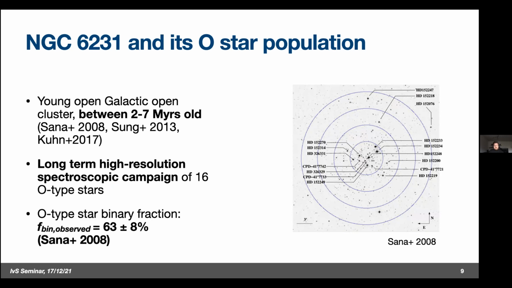And this means that the stars in there should be on the main sequence, and they should be near initial conditions. So they should be near the final product of the initial star formation in that cluster. Long-term high-resolution spectroscopy was performed on the 16 O-type stars that have been found in this cluster, and the observed minimum binary fraction for these stars, without accounting for observational biases, was found to be 63%, which is already quite high for these stars in particular.